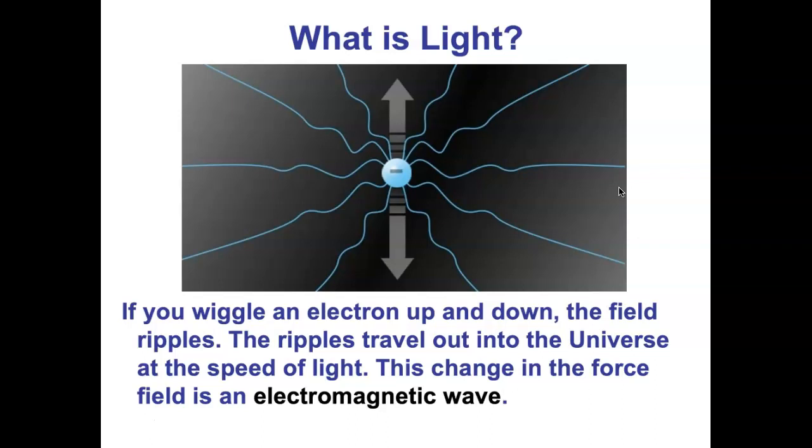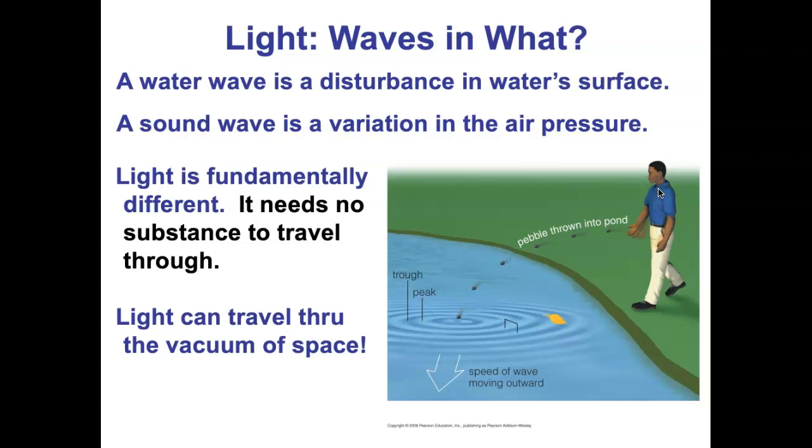What do we call those ripples in a pond? Waves. So basically, by grabbing onto this electron and jiggling it up and down, I'm creating waves in the electric and magnetic fields that are created by the charged particle, by the electron. So I have created an electromagnetic wave. I have created a wave in the electric and magnetic fields. And that's what light is.